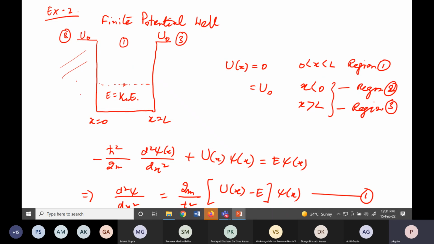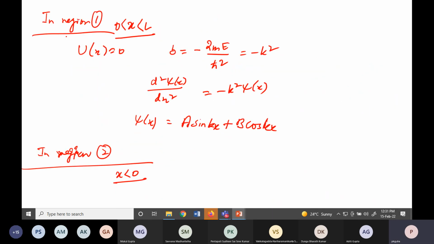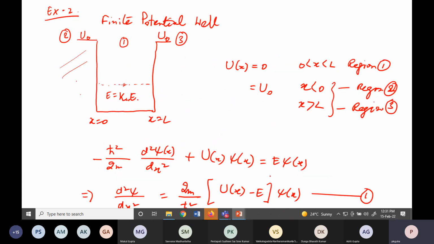Now here we can again rewrite the expression. Here what is the value of U(x)? U(x) will be equal to U naught, because the height of the potential over there is U naught, and we have considered that E is less than U naught. We know that E is the energy of the electron, or energy of the particle. E is less than U naught, right?